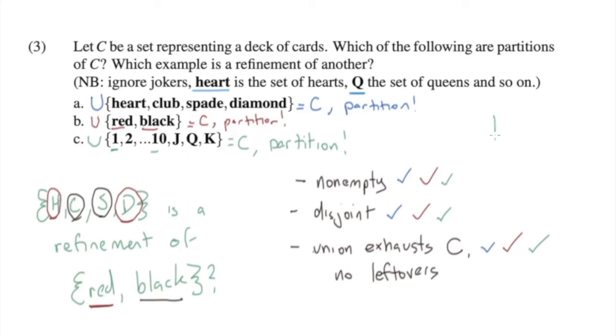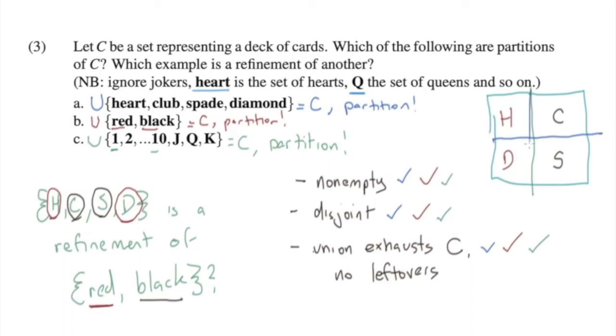So if this square represents the set of cards, we've got the red cards, which are hearts and diamonds, and the black cards, which are clubs and spades. The partition of cards by color would be this division here, right? We've got the reds on the left and the blacks on the right. But the partition of the set of cards by suit would be a refinement of that partition, right? It's a finer-grained division of the set of cards. So this is a case study from this paper by Donald Knuth.